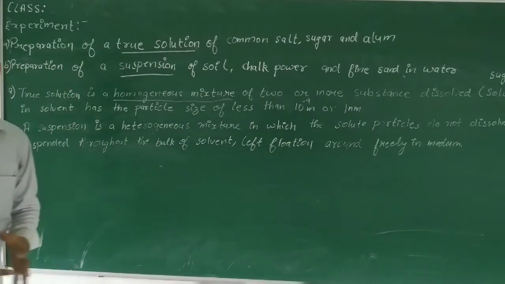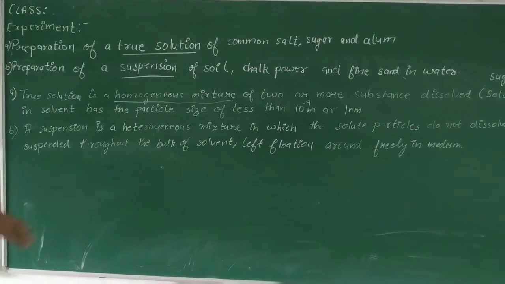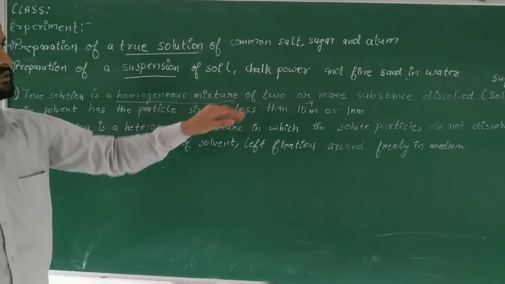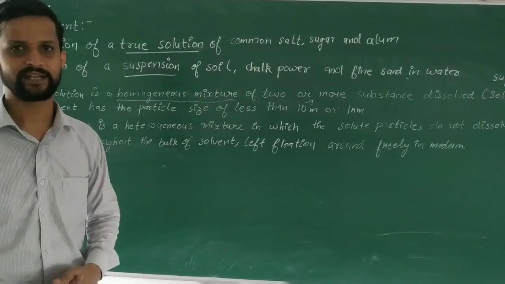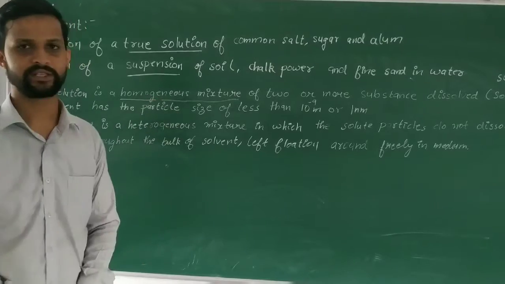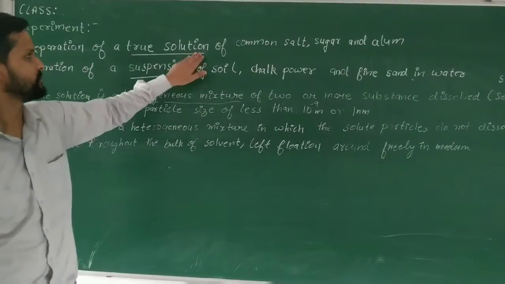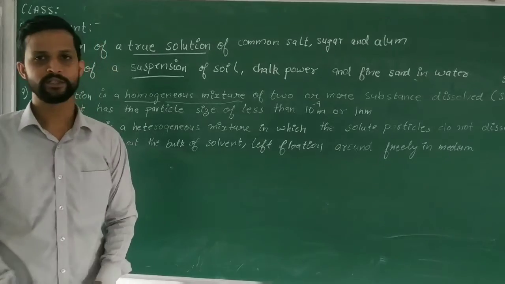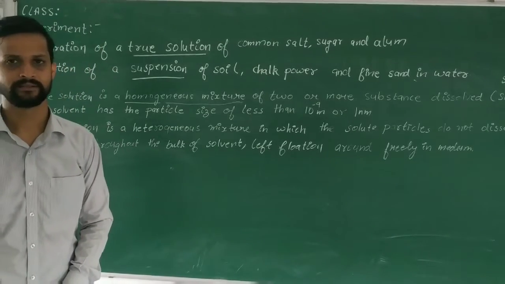So the total definition becomes: a true solution is one in which two or more substances mix, the size of the solute particles is very small, and the solution is a homogeneous mixture. This is our practical. We are going to prepare the true solution of common salt, sugar and alum. So let's start our practical.